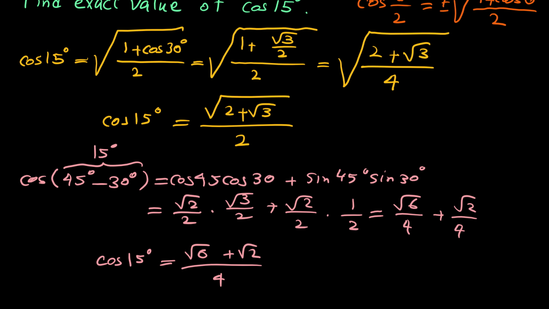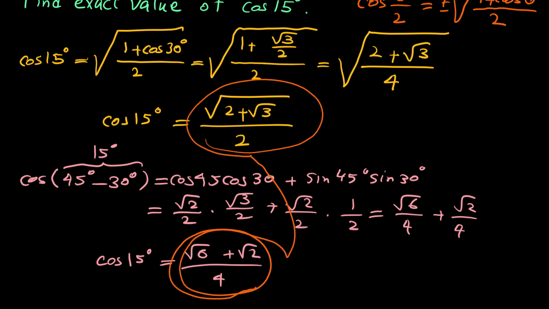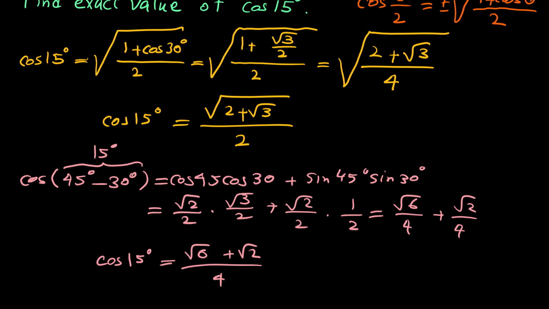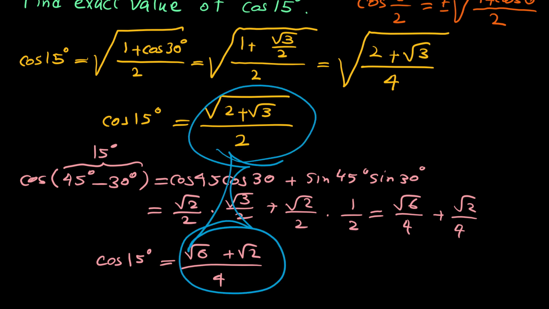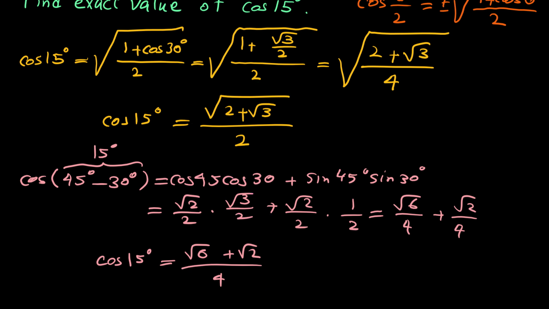As you can see, it seems that these answers are not the same. This is radical 2 plus radical 3 over 2. This is radical 6 plus radical 2 over 4. Why does this happen? Because these are the same, but they look different. And I will show you why they are equal.